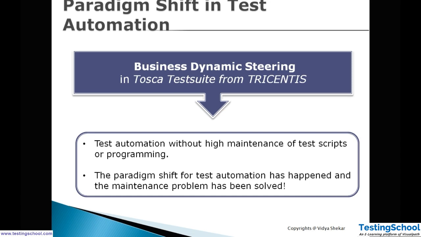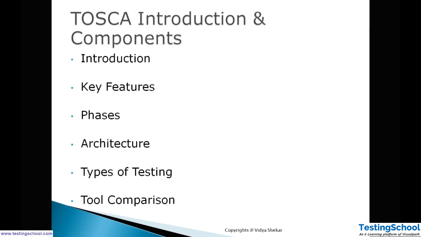So basically what we are going to do here is steer the components of a web application. I'll come to this point. Using this model we can do automation without high maintenance or without programming. This is the reason why Tosca is becoming popular. Using Tosca we can do automation without high maintenance and also with zero programming knowledge. Okay, because of this, a paradigm shift of test automation has happened and the maintenance problem has been resolved. Using Tosca most of the maintenance problems have been removed.